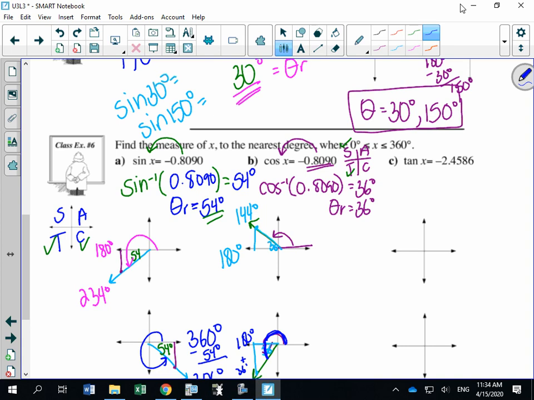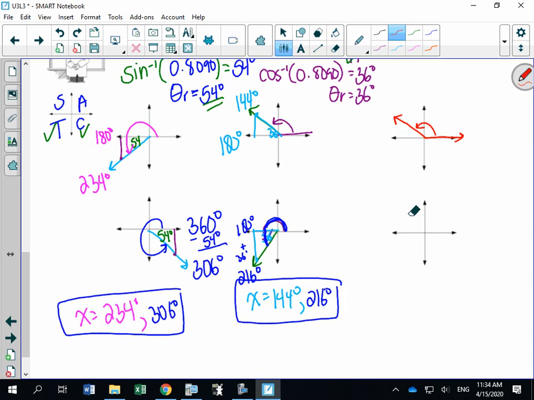Okay, let's do C. Draw your Cartesian plane, label CAST. Put a check mark in two quadrants, and the two quadrants are going to be the two quadrants where tan is negative. So where is tan negative? Here's tan's negative, and here. So one of my answers is going to be in quadrant 2, and I need to figure out what that rotational angle is. And one of my answers is going to be in quadrant 4. I need to figure out what this rotational angle is.